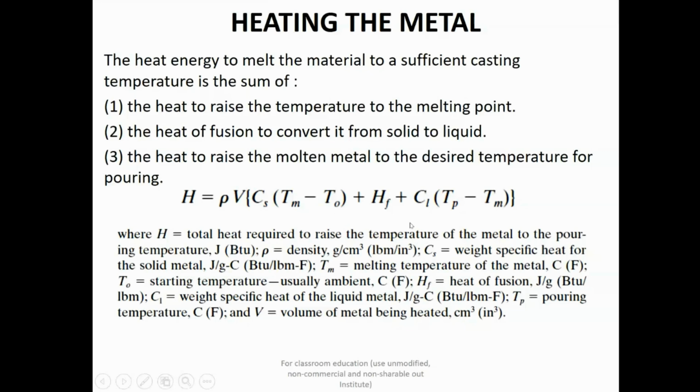and it is the weight specific heat for the solid metal in joules per gram centigrade. And then the second component is the heat of fusion to convert it from the solid to the liquid. Here you require the heat to convert one form of material into another form. So here you are interested in converting the solid form into the liquid form, and it can be calculated with the help of m into delta H. Here H is your heat of fusion.